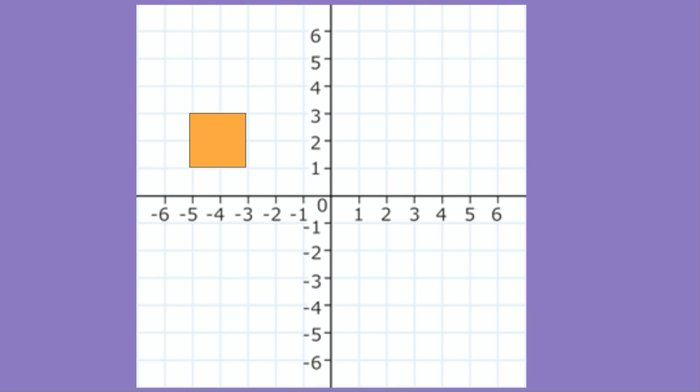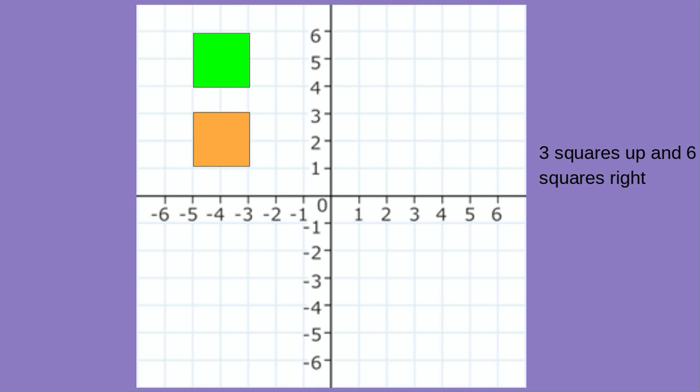So this is what it looks like when you translate that square 3 squares up. That is basically the first step. It's pretty simple. Basically all you do is look at it vertice by vertice. You take a look at this vertice, for example, and you count 3 up. So 1, 2, and 3.